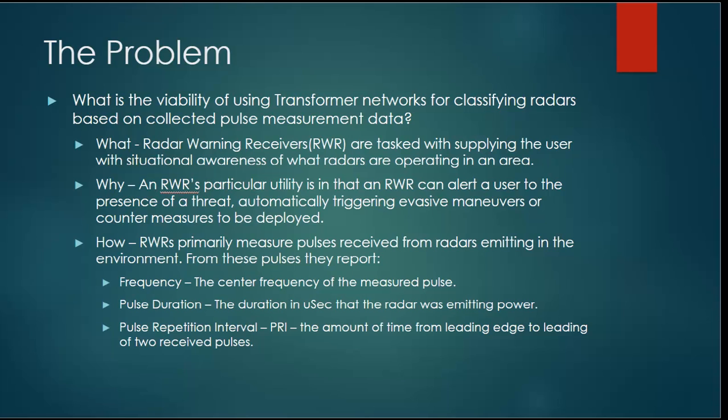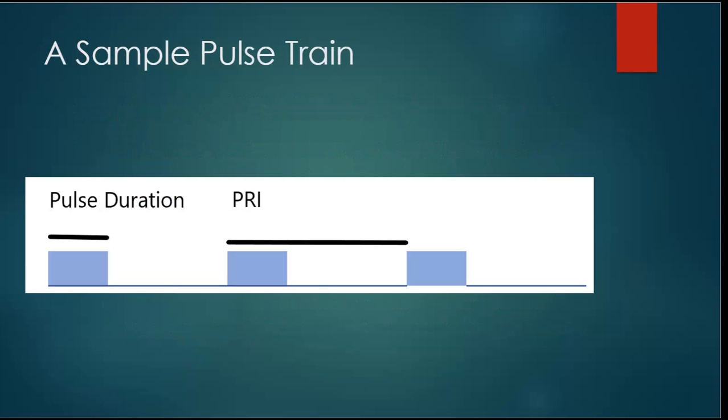And the three big things that an RWR is going to measure are the frequency, the pulse duration, and the pulse repetition interval, which is the amount of time from leading edge to leading edge of two pulses. And I have a nice little graphic here. So here the blue colored-in spot would be the measurement of pulse duration. So basically, it's just your time on, right? And then for PRI, it's the time between the two leading edges.